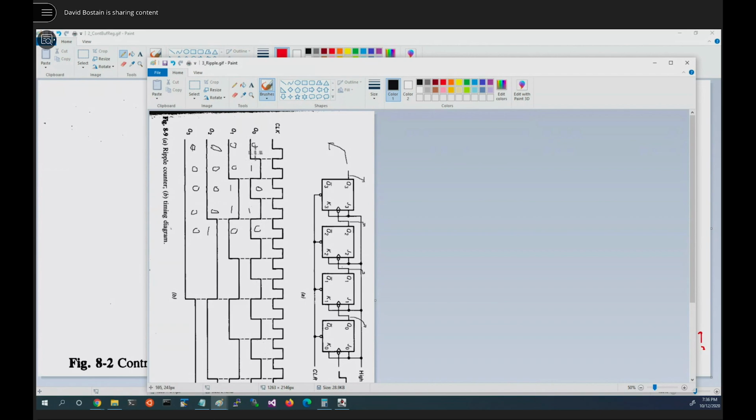0, 1, 0, 0. You see what it's doing? It's counting in binary. This is flipping every one. This is flipping every other. This is flipping every fourth. This will flip every 8th, 16th, 32nd, 64th, if we had more stages. This is specifically called a ripple counter.